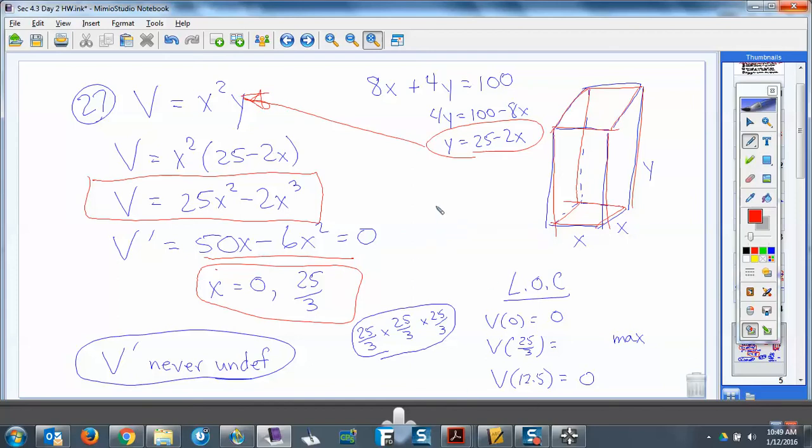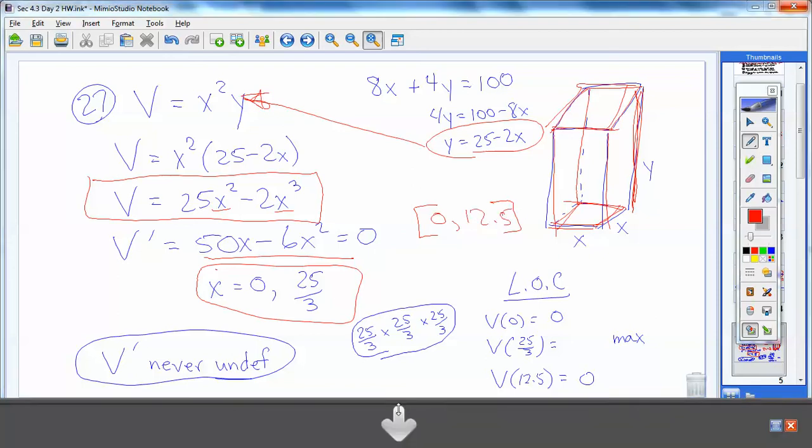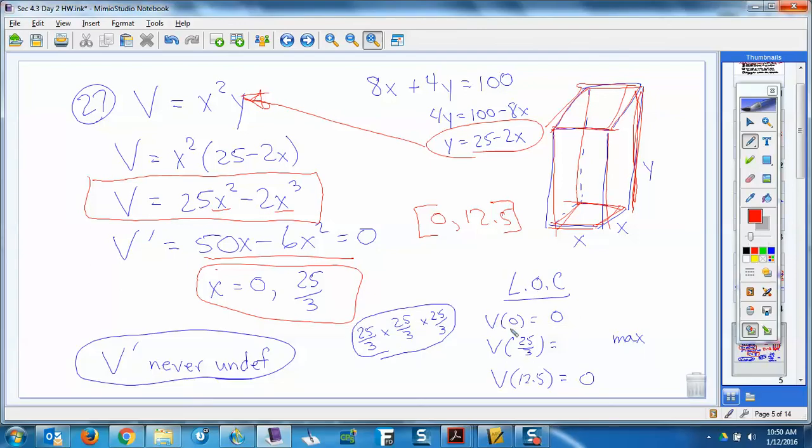And then our endpoints, what's the smallest that X can be? We said 0. What's the largest that X could be? That would be over here. That would be if we didn't have any Y at all, if we used all our wire here for the X. Well, you've got 8 little pieces that are X. So 100 divided by 8. So 12 and a half. So the biggest X could be would be 12 and a half. Okay? And so we plug those into the volume.